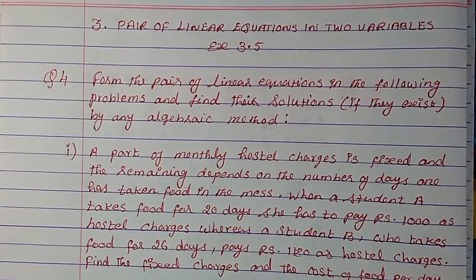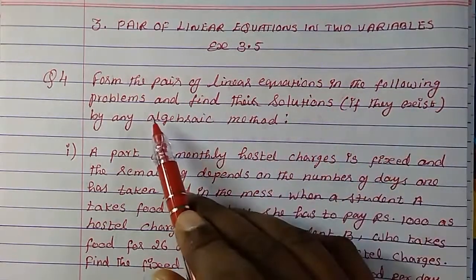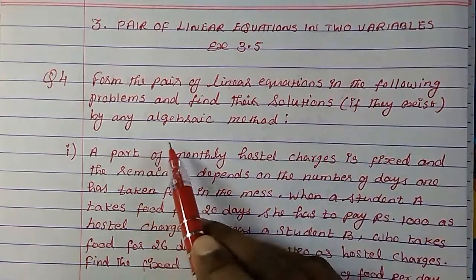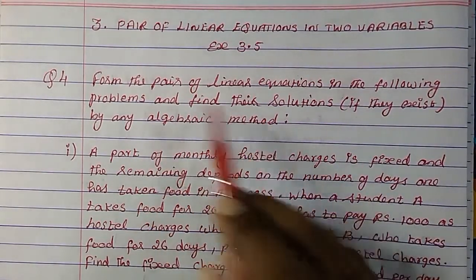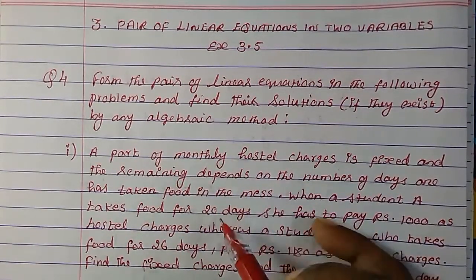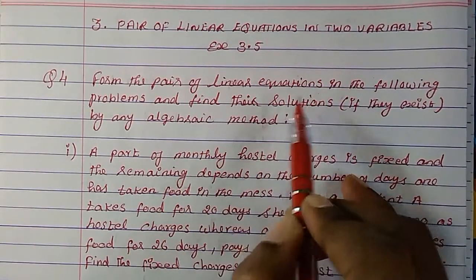Today we are going to study from class 10 chapter 3, pair of linear equations in two variables. Exercise 3.5 question 4. Form the pair of linear equations in the following problems and find their solutions if they exist by any algebraic method. So the problems are given to us. We have to read these situations and then we have to form pair of linear equations.